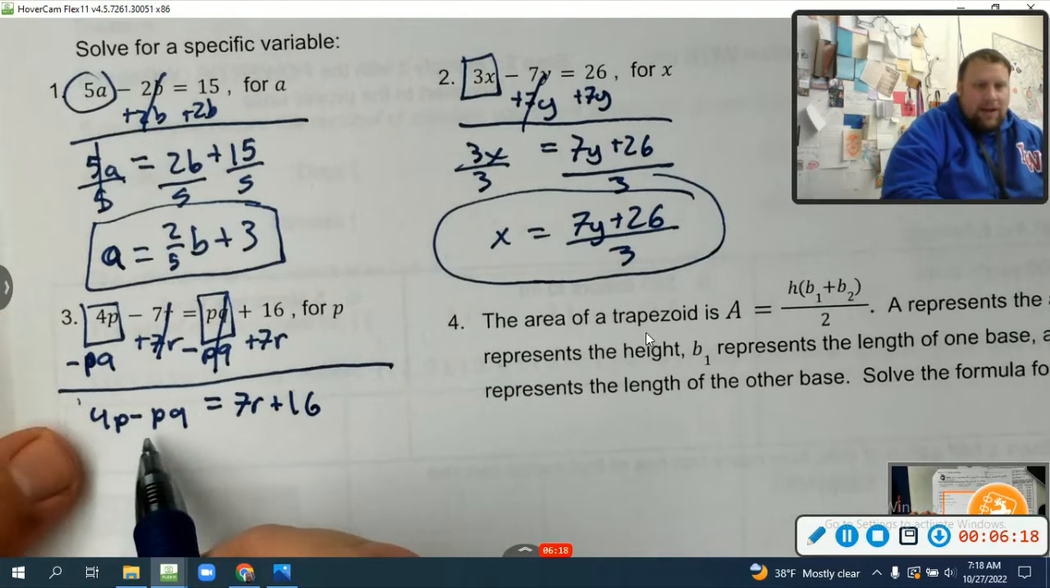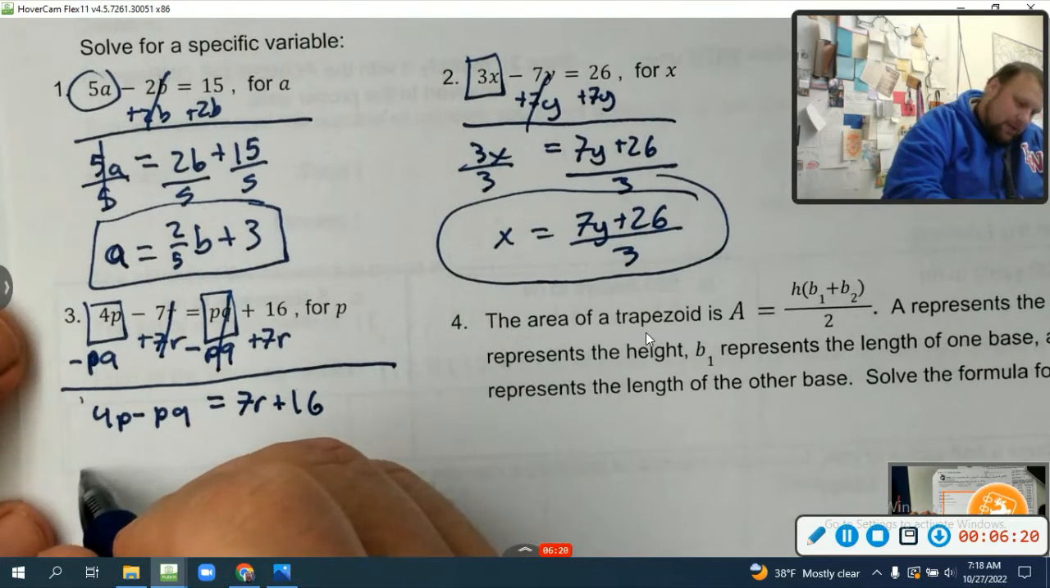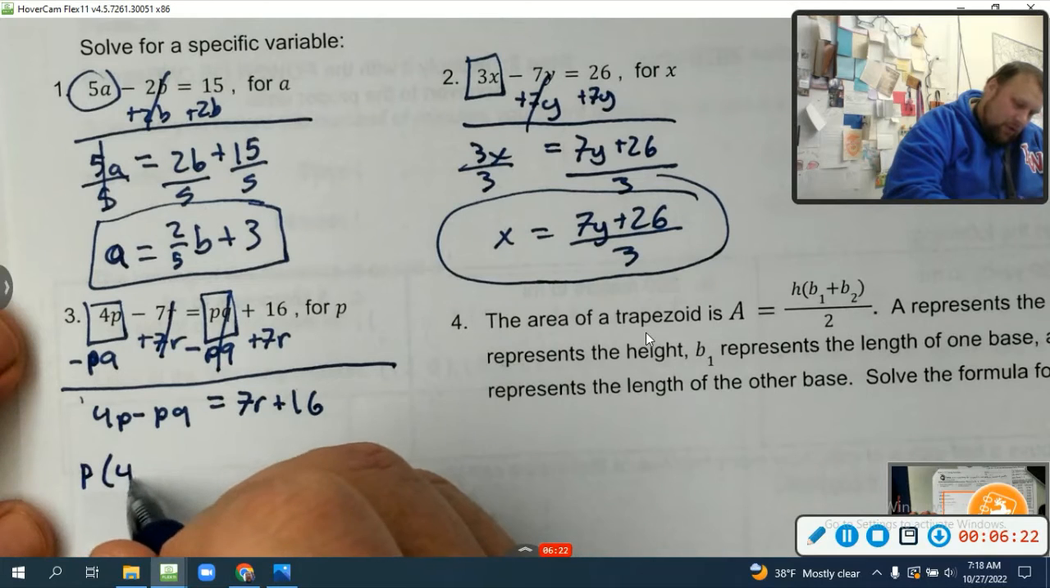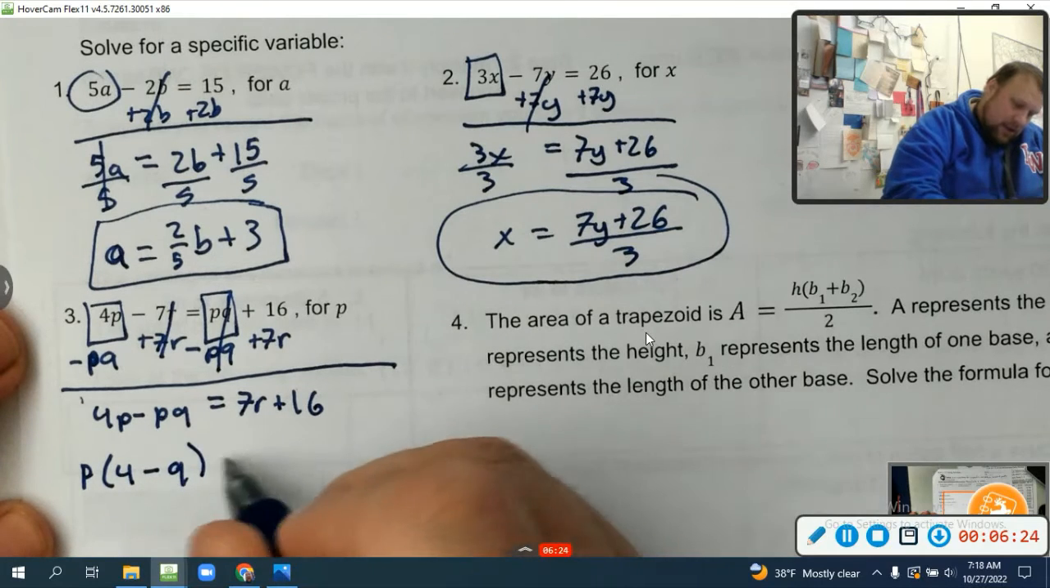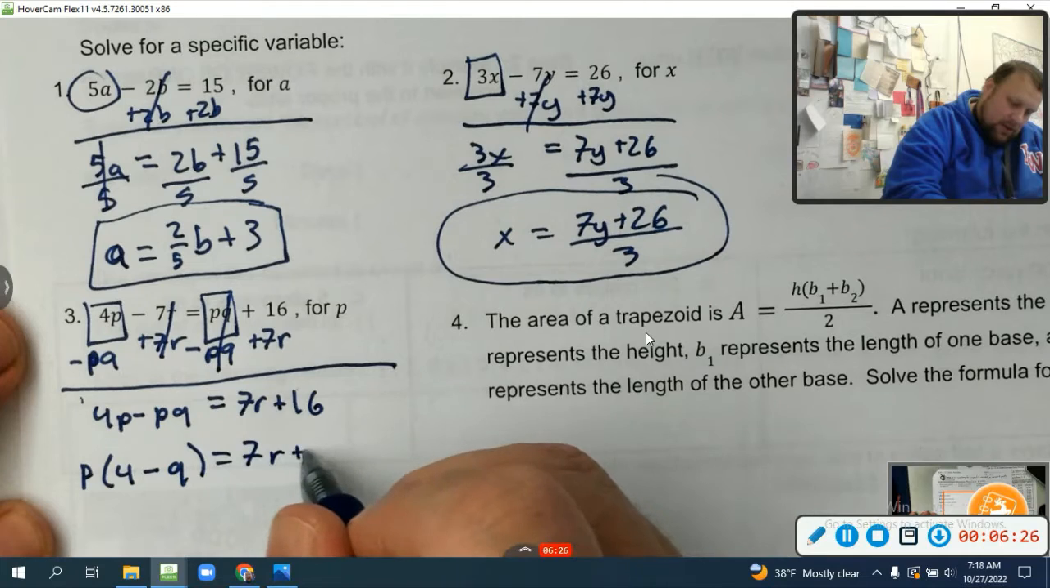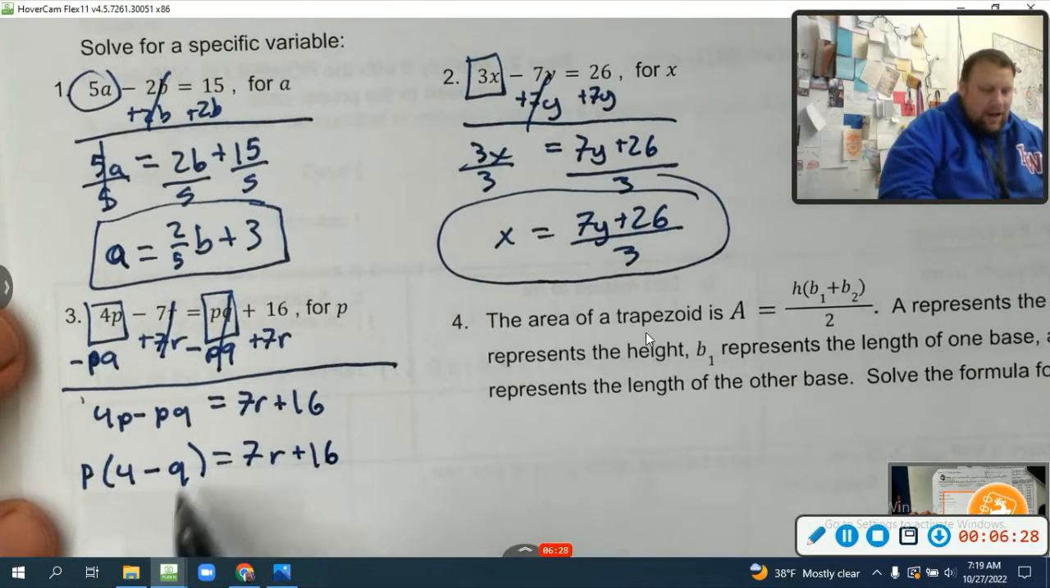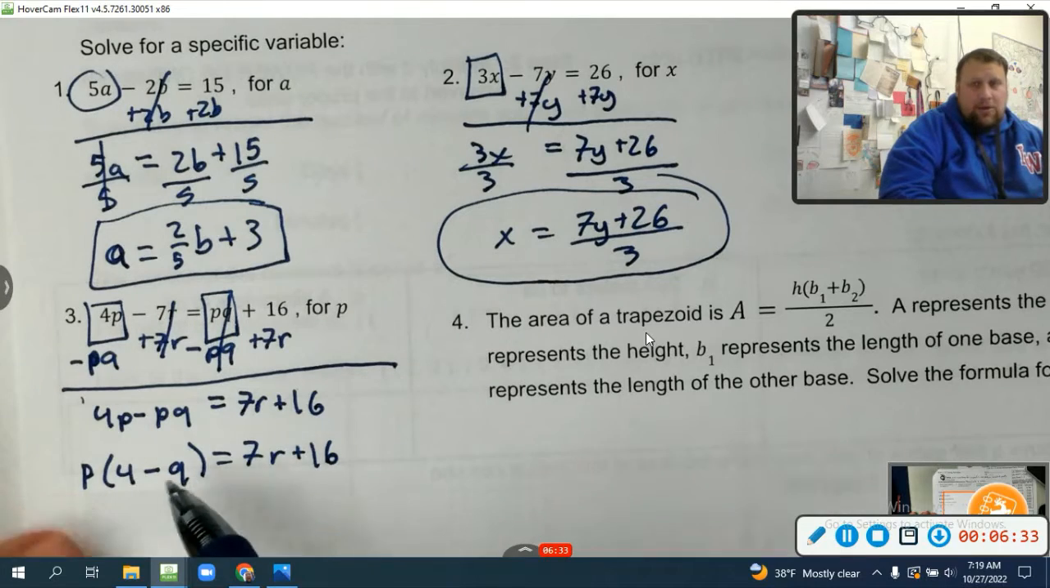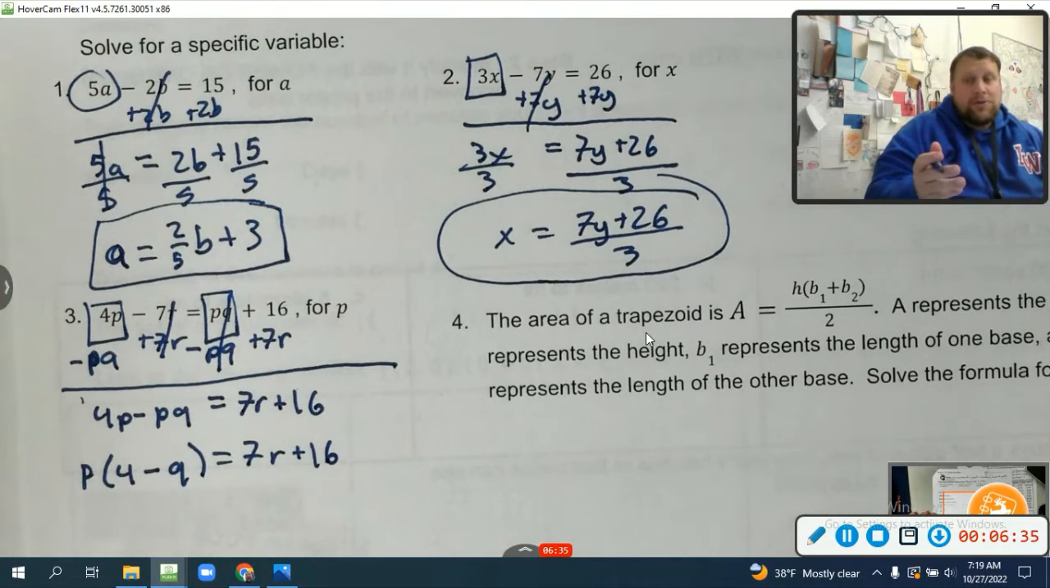Now they both have a p in it, so I can pull a p out. When I pull a p out, I'm left with 4 minus q equals 7r plus 16. Look at that. And guys, don't freak out about this. It's in parentheses. It's a single number. At the end of the day, we're going to pick a q. Maybe it's 2. It'll be 4 minus 2 is 2.